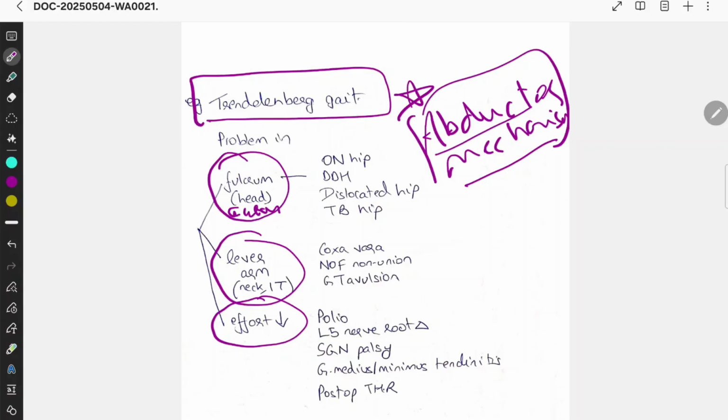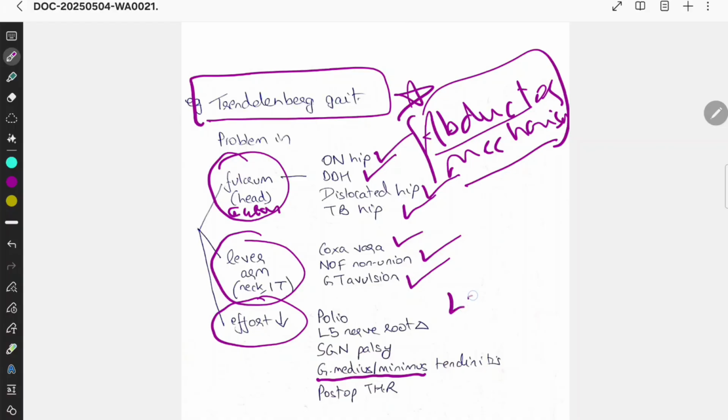What are the possible common pathologies affecting the fulcrum? Osteonecrosis of the hip, developmental dysplasia of the hip, dislocated hip, TB hip in various stages. Now, whenever the lever arm is affected, like in coxa vera, non-union neck of femur, and greater trochanter avulsion. And when effort is lost, when the abductors are weak. What are the abductors? Gluteus medius and minimus. So when are they weak?